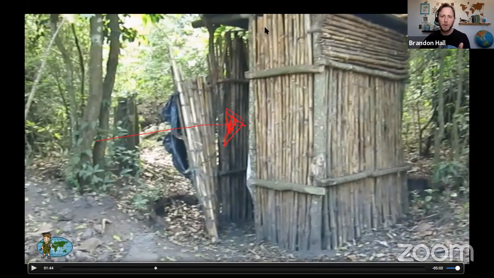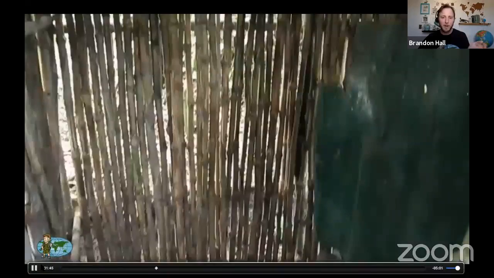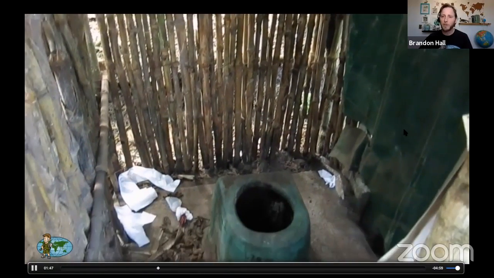Does anyone need to use the bathroom while we're here? No bathroom stops. All right, well, there's bathrooms on the way up to Pacaya. So if anyone needs to go, we can wait. All right, so we'll keep on.